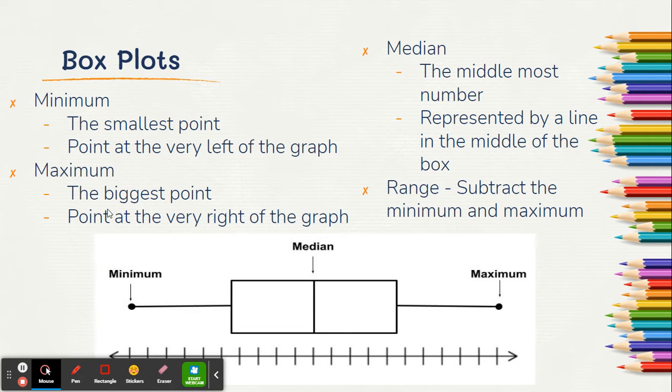Maximum is the biggest point, so this is going to be at the point at the very right of the graph. So on my other whisker, my right whisker over here, the maximum point is at the very top, whatever the biggest number is. My median is the middlemost number, and in a box plot, it's represented by this line in the middle of the box. It may not be just in the middle, it may be over here, skewed to the left or skewed to the right, okay? But wherever that line is in this box, that's the median. Okay, and then I have the range. Just like on dot plots, we are going to subtract our minimum and the maximum. So subtract the maximum and the minimum, and that gives you the range.